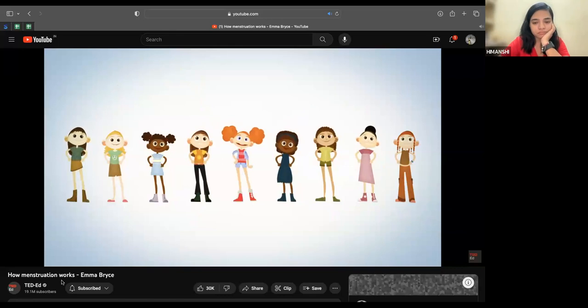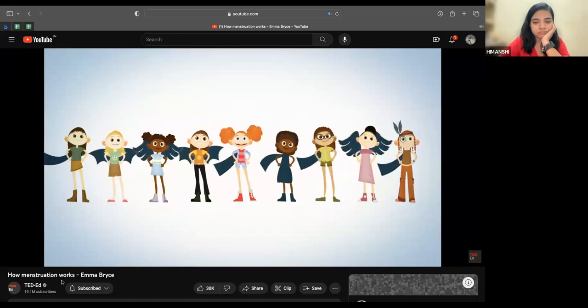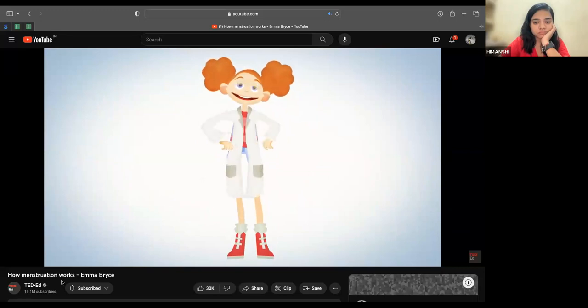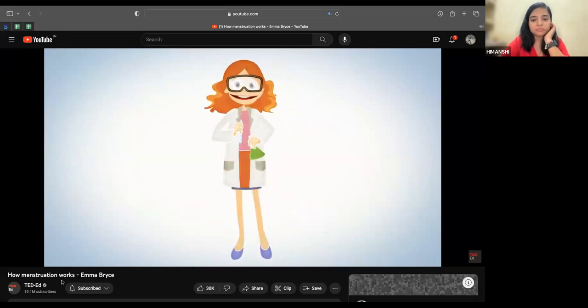Appreciating these differences and learning about this monthly process can empower women, giving them the tools to understand and take charge of their own bodies. That way, they're able to factor this small cycle into a much larger cycle of life.